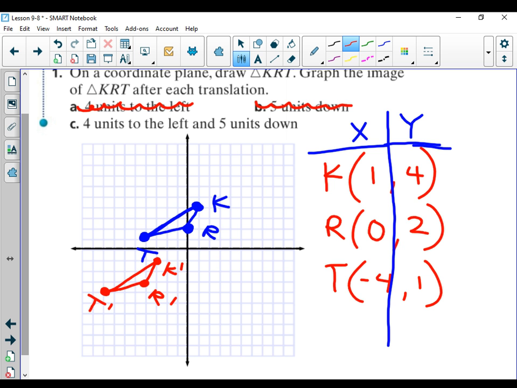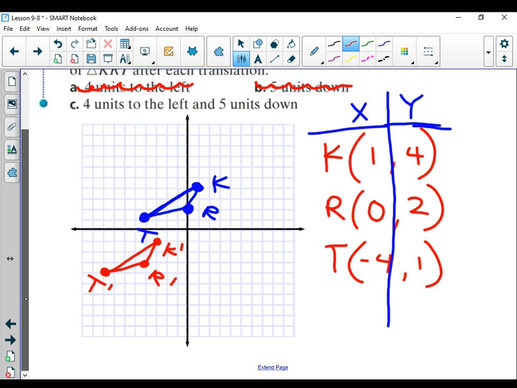Preston? Could you just call them prime still if we move it another time? That is such a good question. If you were going to move it again, you would actually have a double prime. So let's say R was going to move down. Now I'm going to have 2 marks, which means it's moved 2 times. It could go on forever, but it doesn't usually go past 2.